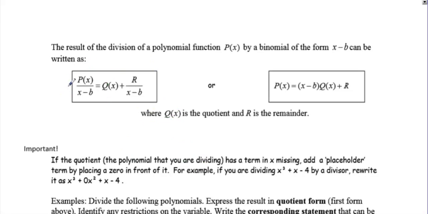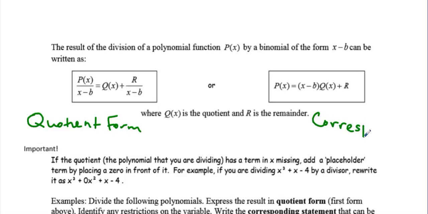So once you're finished dividing a polynomial function, you get an answer. So your answer can be given in a couple of ways. This right here, this first box, is actually what we call quotient form. And the second one is the corresponding statement. So your textbook's going to ask you to give it in one or both of these forms. So this is called the corresponding statement. So I'm just going to unpack this for a second, but first I'm going to give you an example here.